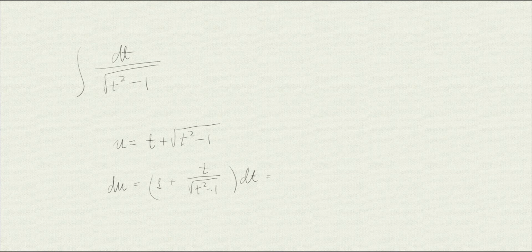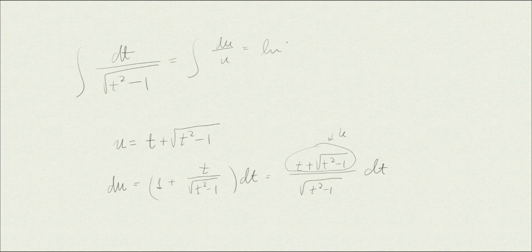And so what we see here when we do the common denominator is that we have t plus the square root of t squared minus 1 over the square root of t squared minus 1. And now the genius of the Euler substitution is that this is u. So dt over the square root is exactly du over u. And so we get the natural logarithm of u, and maybe plus a constant, but I'll write plus a constant. It's not going to matter because we're computing the definite integral over there.